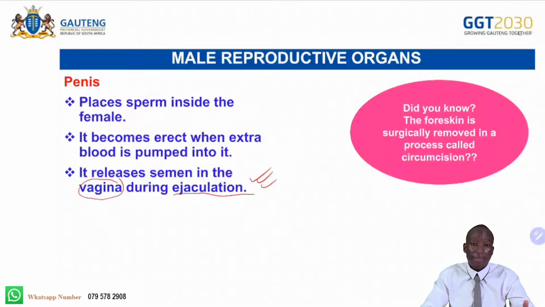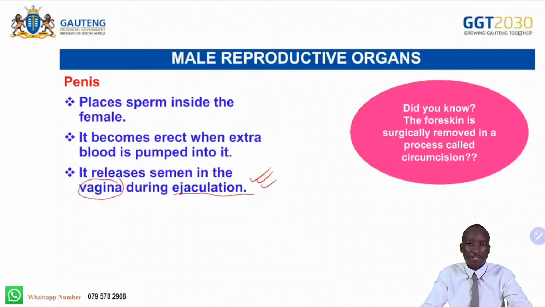Remember that we say that the sperm is produced in the testes and stored in the testes. During the time for copulation, that's when the penis passes over the sperm, which has been released by the testes. It passes over to the vagina, and then that process is called ejaculation.